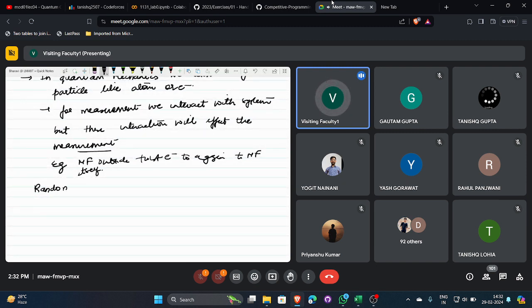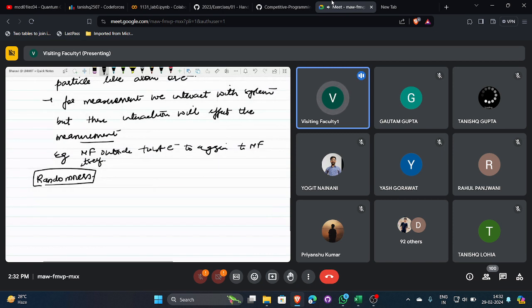So there is one more difference in classical and quantum, and that is randomness. In classical computing, do we have randomness? We have the randomness, but that randomness is not true randomness. It is actually pseudo randomness.